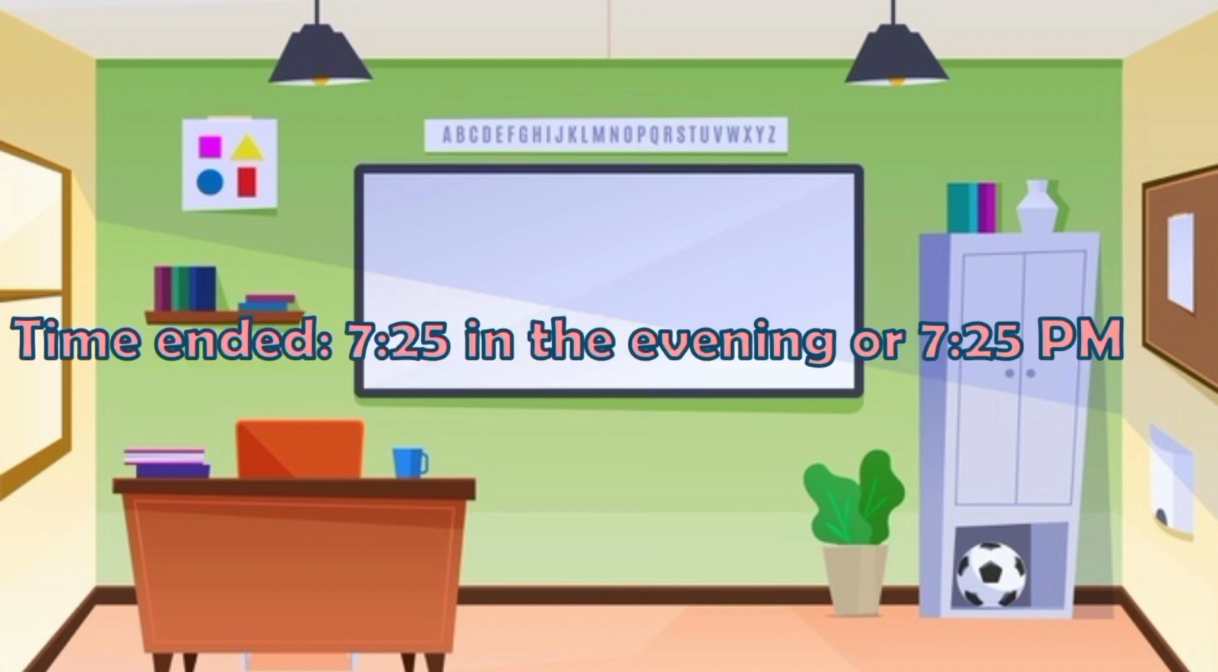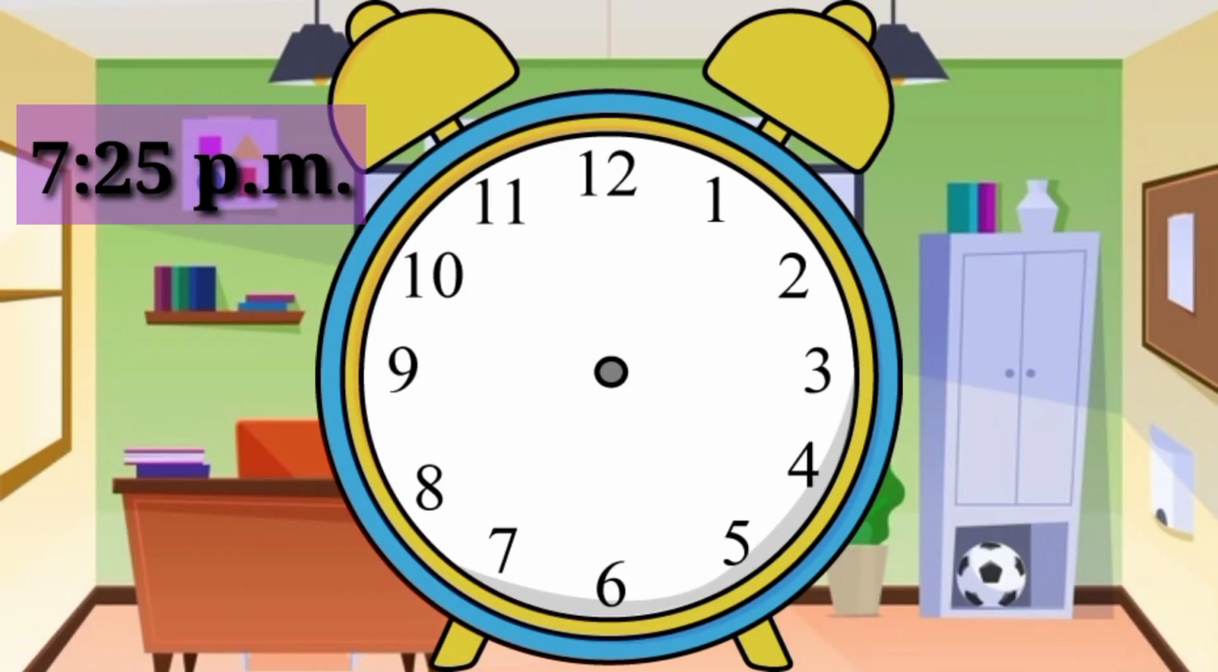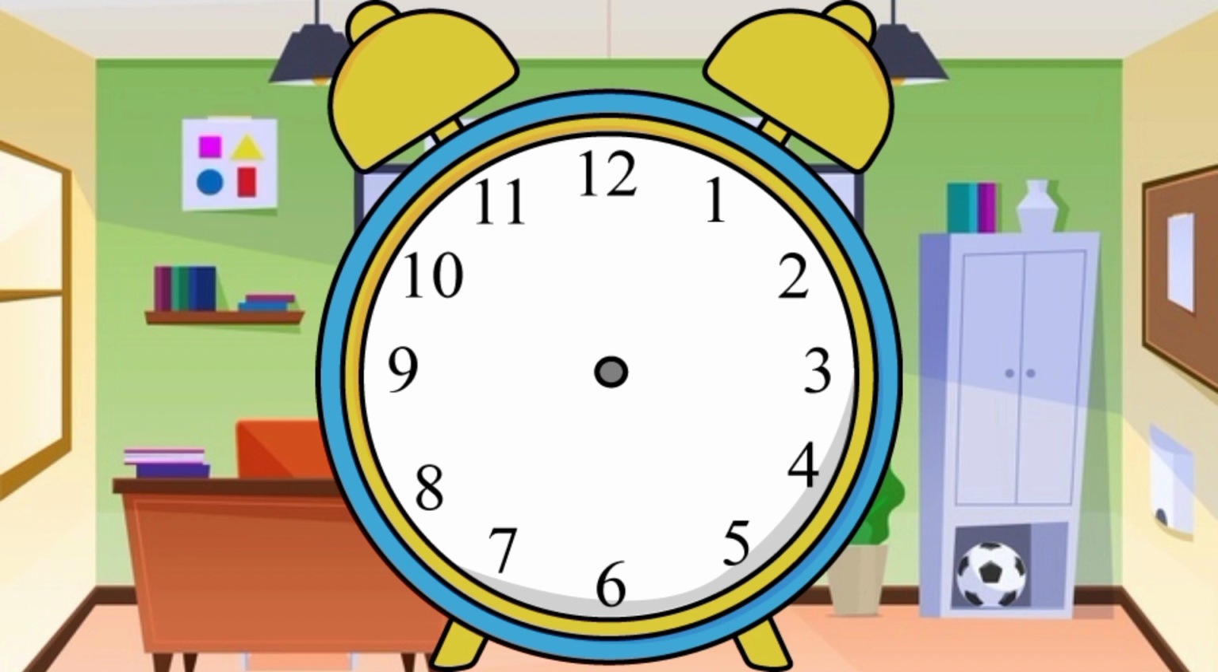Correct! 7:25 in the evening or 7:25 p.m. Can you mark 7:25 p.m. in the clock? Great! Now, let us calculate the elapsed time from 6:30 p.m. to 7:25 p.m. Let's start the skip counting by 5 from number 6 to 7 until we reach number 5.